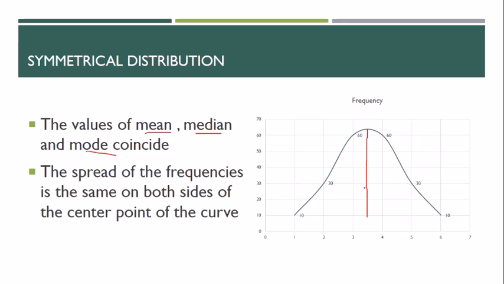Okay, so the measure from here to here is equal to the measure from the center point to the right-hand side. So that is what symmetrical distribution is all about. And when you draw a graph of a symmetrical distribution, it will somewhat look like this.